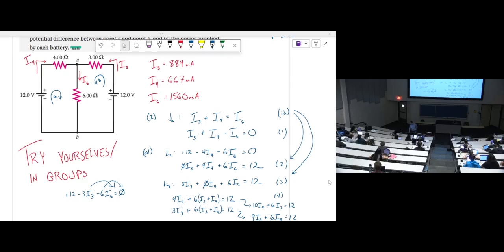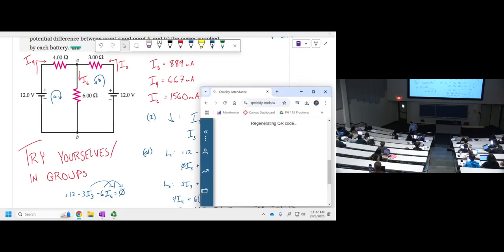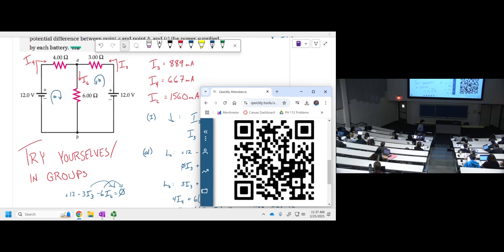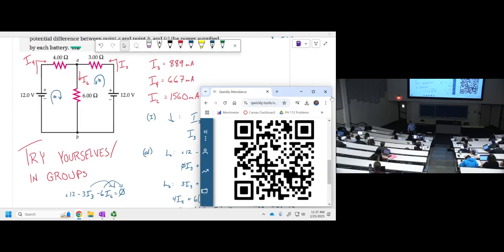I can show the QR code for one more second. No problem. Whew. All right.